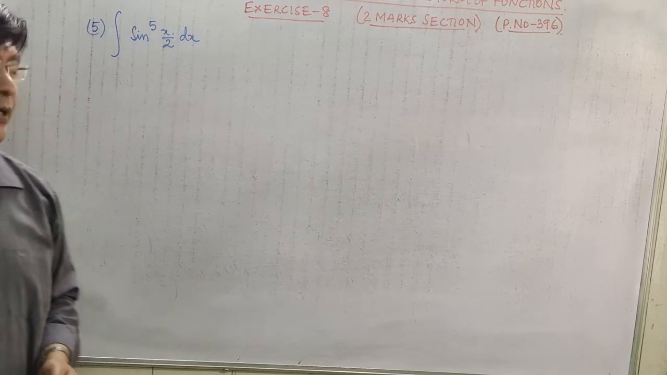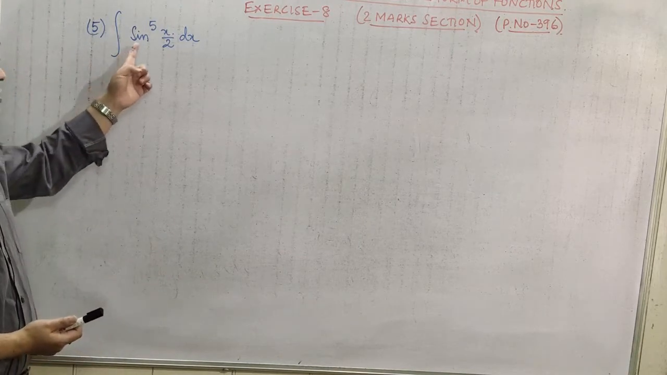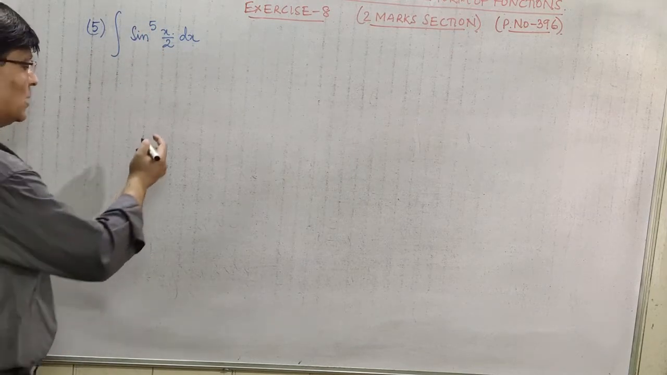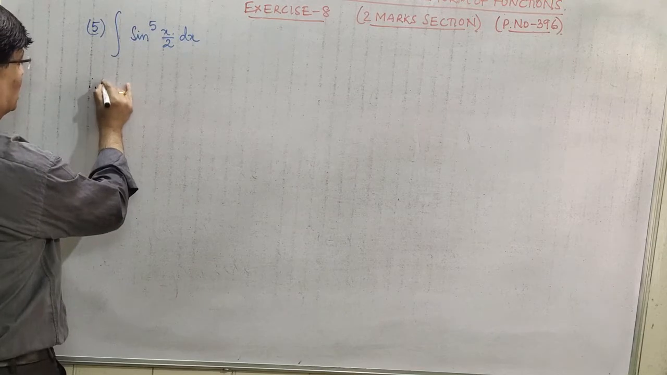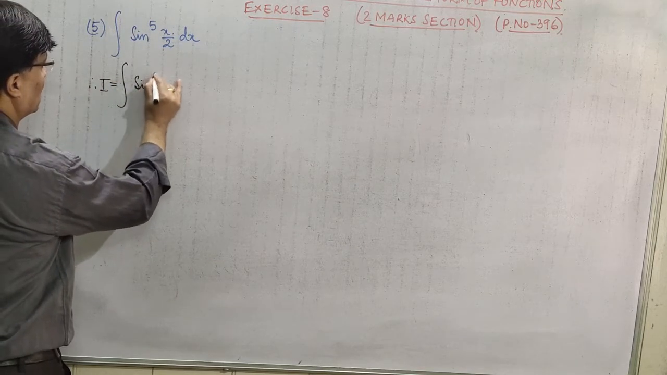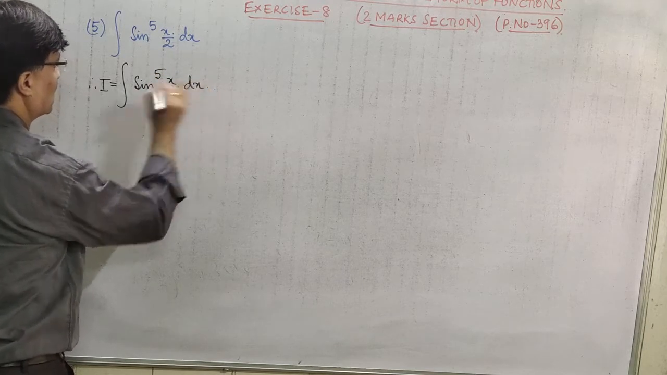So now we'll do the next question, that is question number 5. The question is integration of sine to the power 5 x by 2 dx. So let us first write down I is equal to integration of sine to the power 5 x by 2 dx.